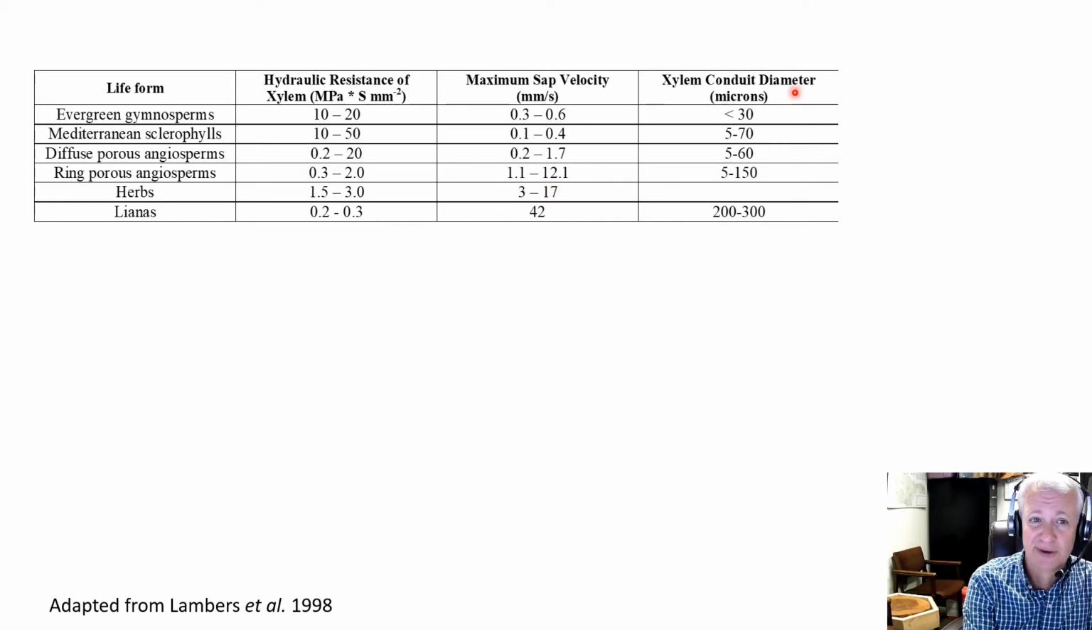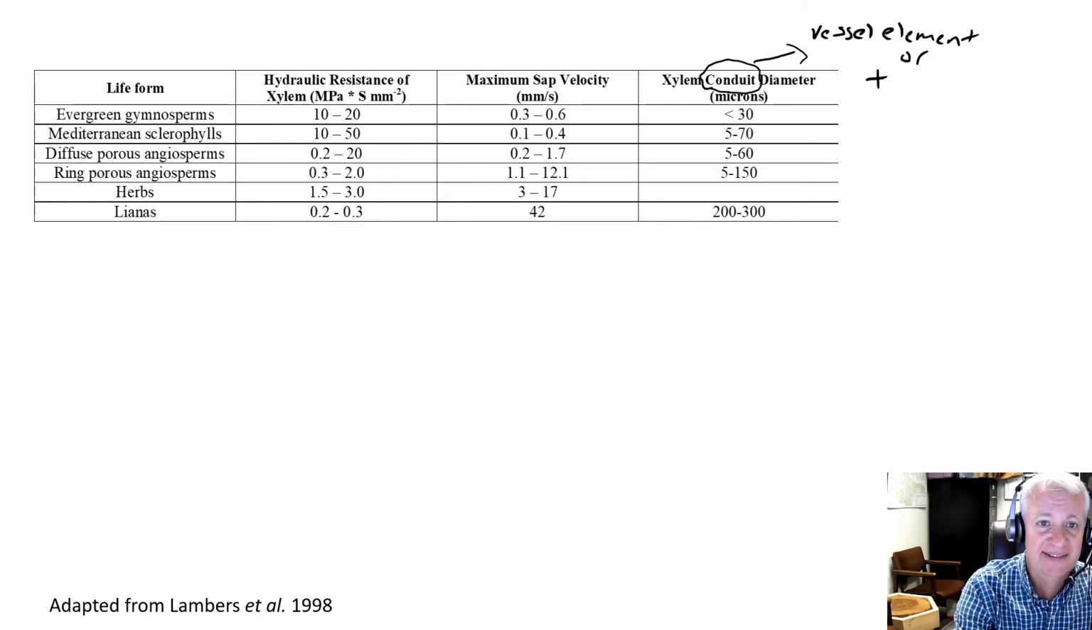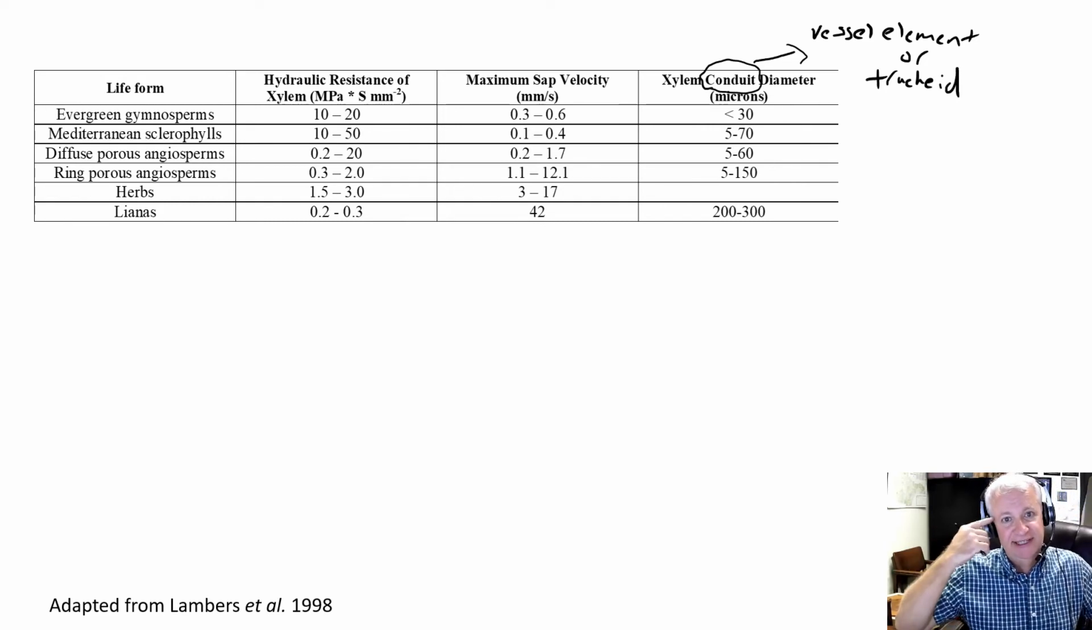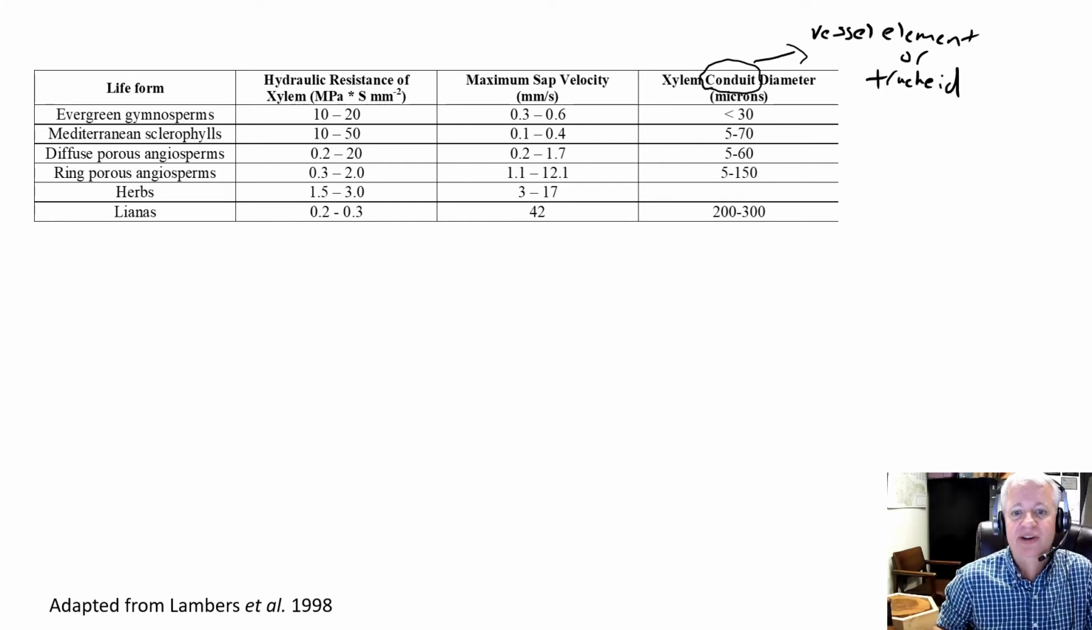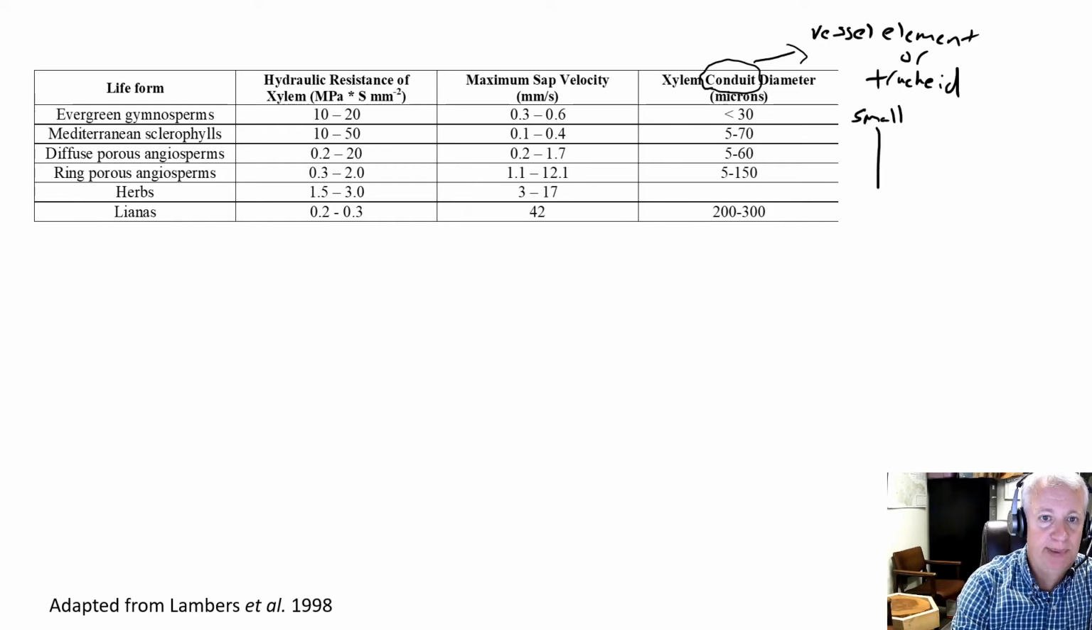And if you look at typical conduit diameter, when I use the term conduit diameter, that conduit is just a generic term for vessel element or tracheid. It's just a faster way to say that, because obviously in different life forms, some life forms don't have vessel elements, some life forms only have tracheids, but conduit just means pipe. So it's a different way to express that. So obviously we go from small conduits or pipes to large.